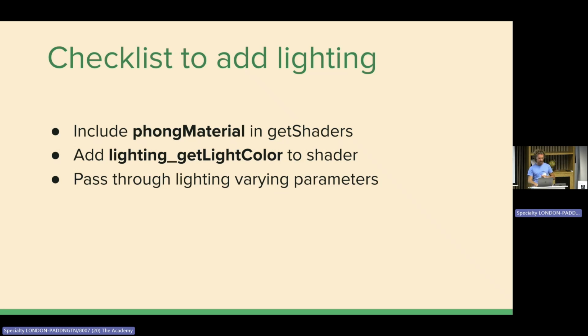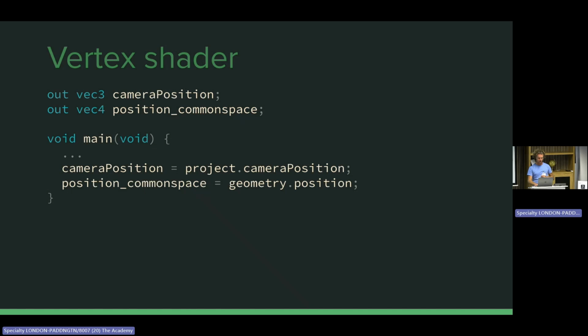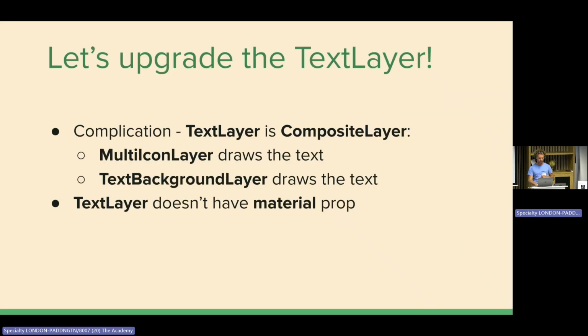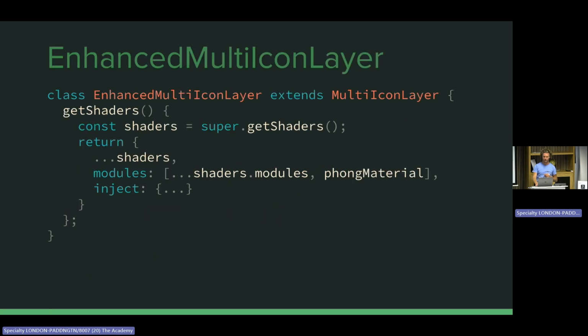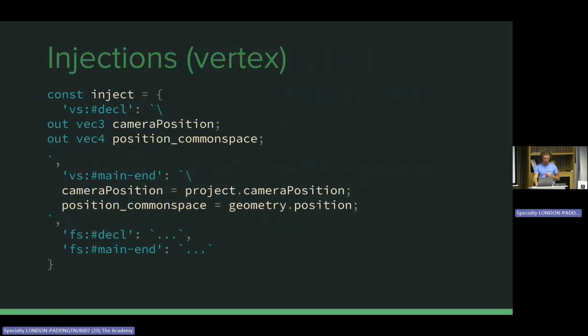I think I'm running out of time, so I'm going to go quite fast, but these slides are going to be available later. This is a bunch of details of how to actually upgrade the text layer, because you need to mess around a bit with the layer hierarchy. I'll skip over that and get to the injections.